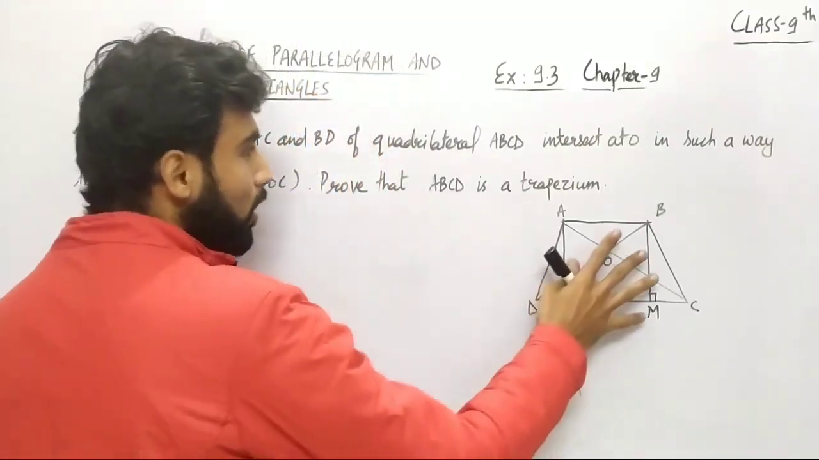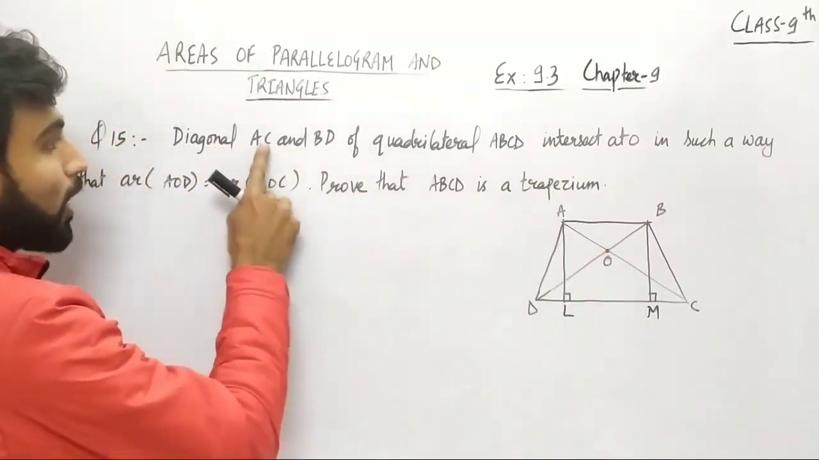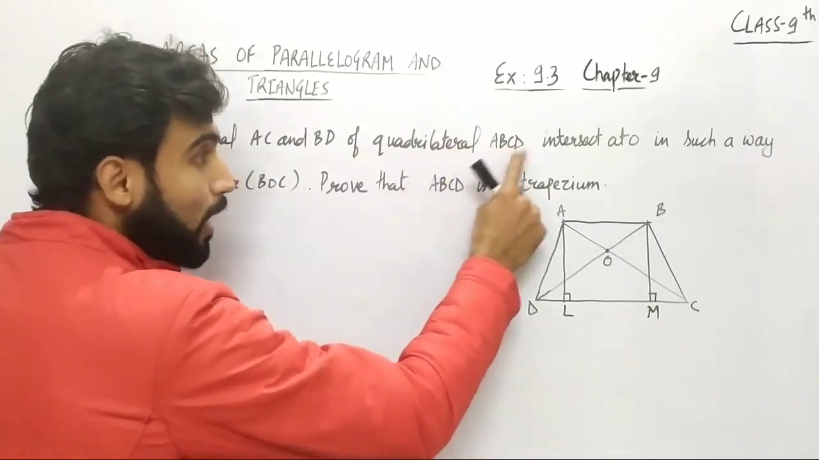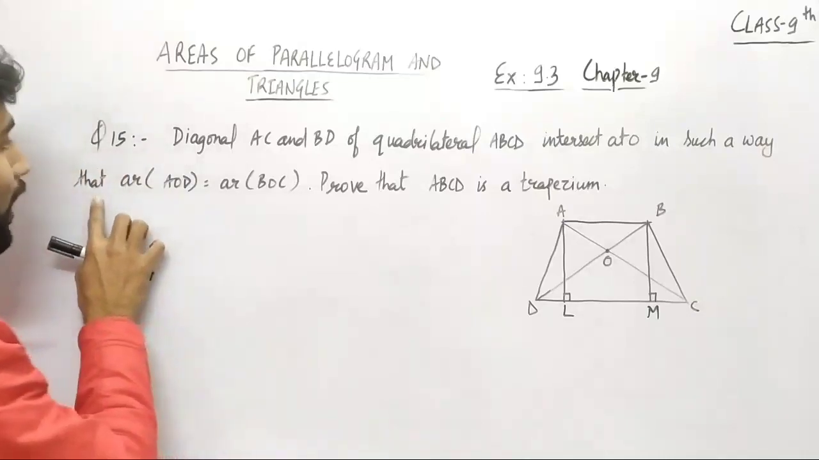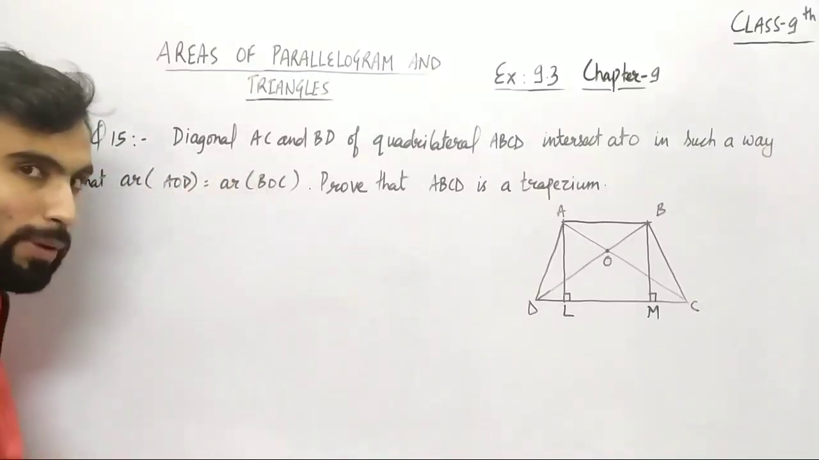So question number 15 के अंदर आपको एक figure given है. Now in this figure you can see that diagonal AC and BD of quadrilateral ABCD intersect at O in such a way that area of triangle AOD is equal to area of triangle BOC, right?